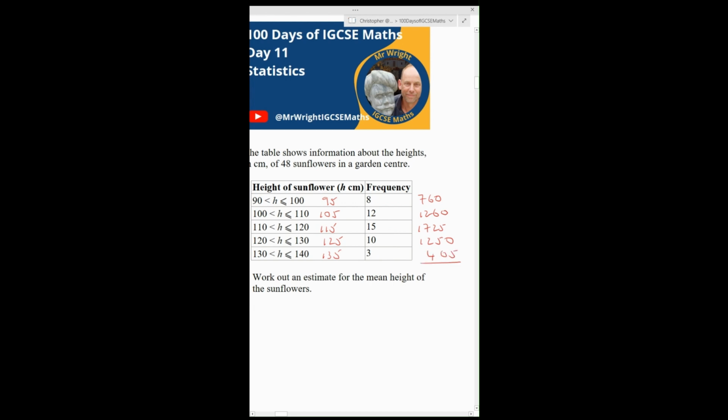Right, I'm going to add those up. It gives me a total of 5,400, and I'm going to divide the total of all the heights by the number of sunflowers there are to find that the mean height is 112.5.